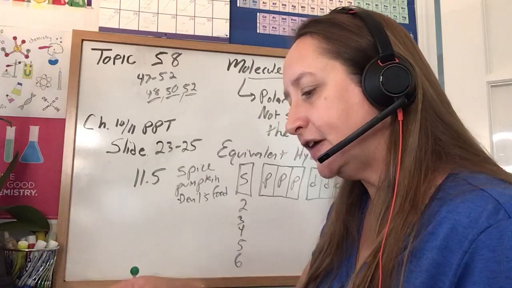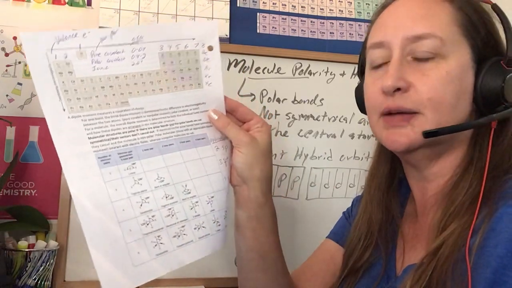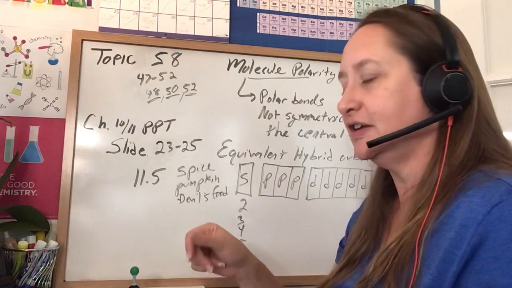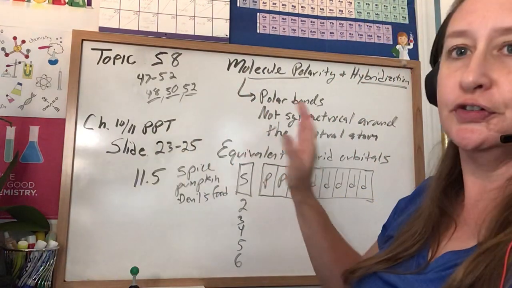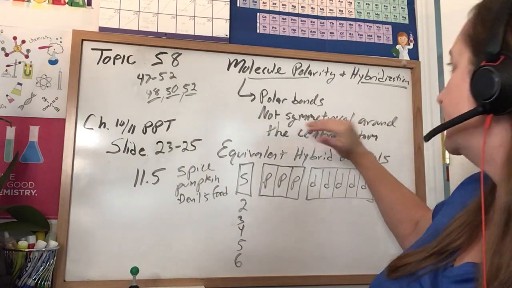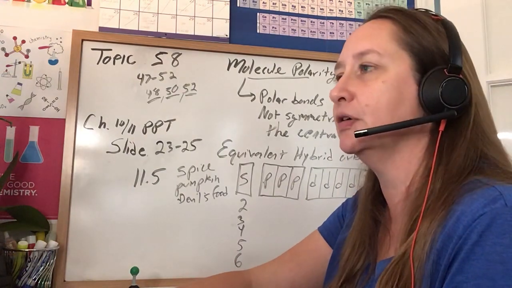You can also find this information on the little chapter handout here, right between the electronegativity table and the geometries table, very much like it's stated in the slide. And we'll go through a few examples. So just remember, you have to at least have polar bonds and they have to not be symmetrical around the central atom. Okay, so that's going to give us a polar molecule.